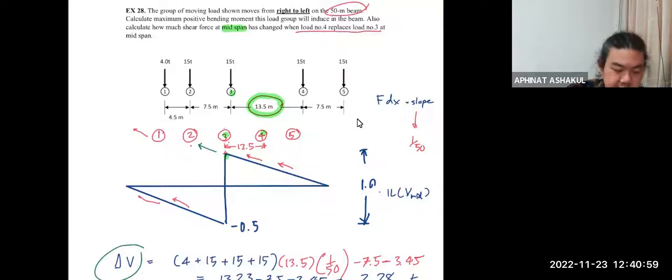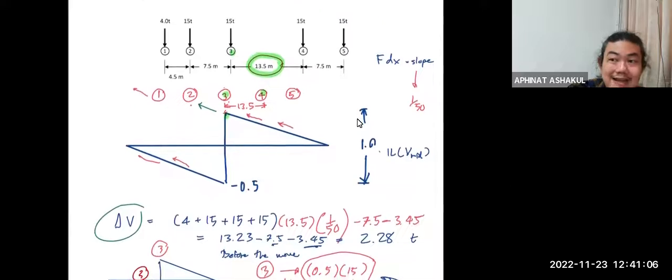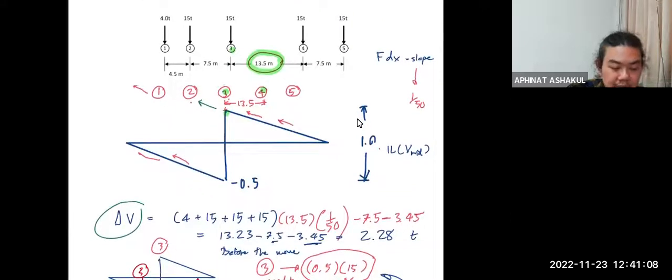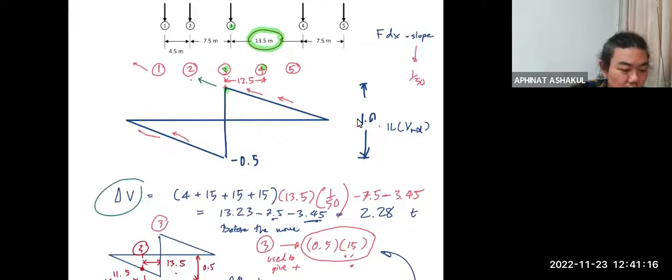So the change of the shear force at this point of interest, which is midspan, will increase due to load number 1, 2, 4, and 5 moving up the slope. The change is equal to every load that we talk about multiplied by the distance, multiplied by the slope. Remember that this gives you the coordinate for the y, but we don't need to calculate that. It's such a painful thing.